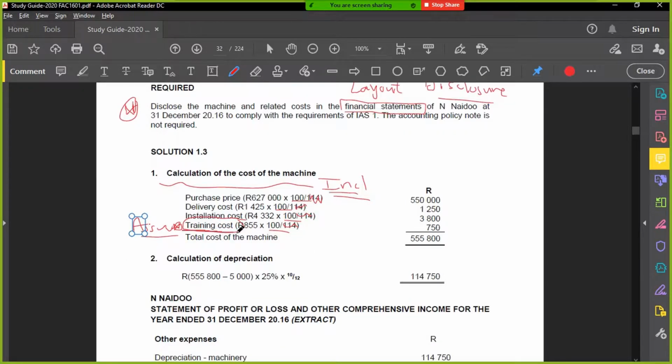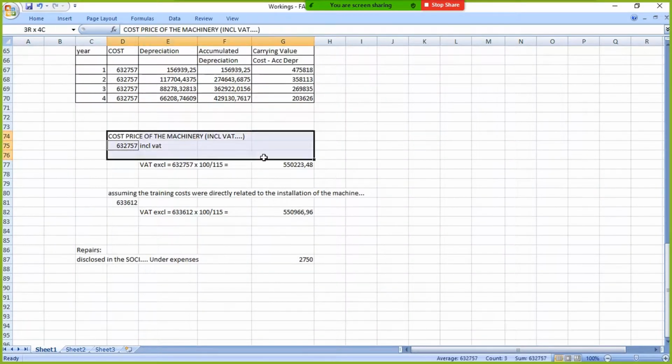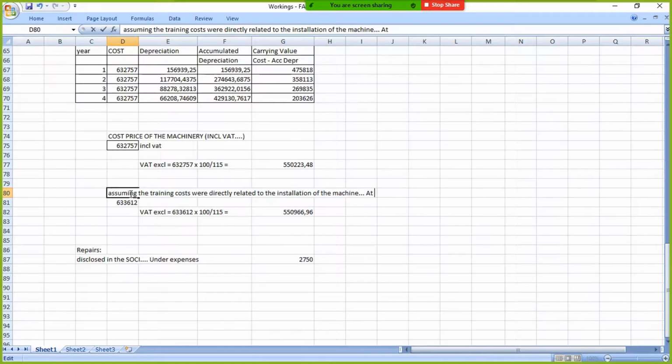So I can see that they've made an assumption here that the training cost is part of the installation, not the operations. But if it wasn't that way, you would have to do it how we've done it. We've done it 2 ways. Either is correct. It all depends on what they want. Do they want us to put it in? If they do, we'll put it in. But then we have to assume it's directly related to the installation of the machine at acquisition, not afterwards.